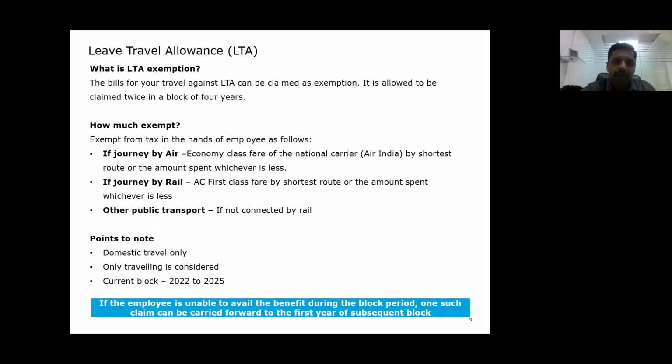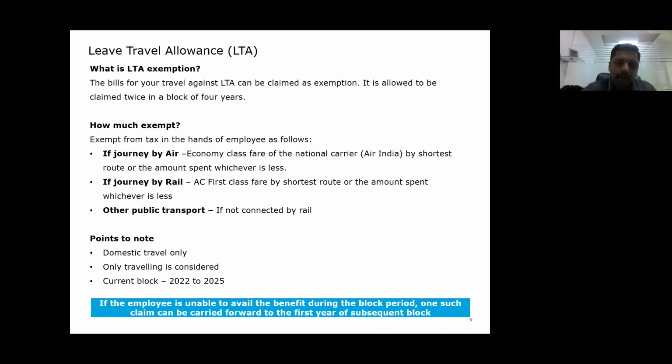So what is the exemption available? Exemption is available if the journey is by air, economy class fare of the national carrier, that is Air India. Then if the journey is by rail, maximum is AC first class or the amount spent, whichever is less. And if the place is not connected by rail or air, then the other public transport is not defined in the act. So it can be any mode of transport on the road. So the amount spent for the journey is what is exempted.